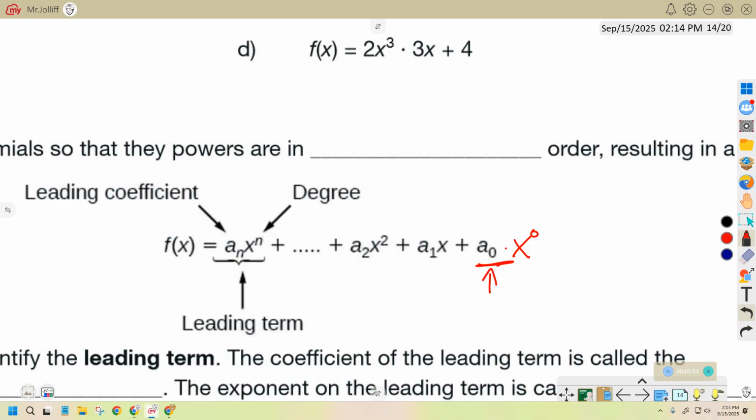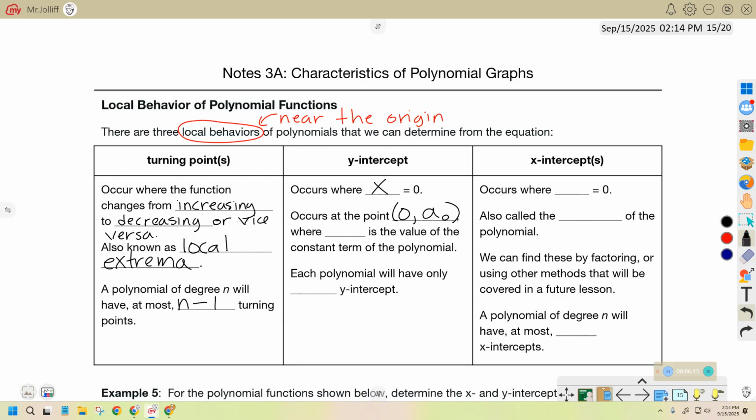This term is also called our constant term. The constant term is our y-intercept. If I set all of the x's to 0, that's the only thing that's going to be left. So when x is 0, y is equal to that constant term. So a sub 0 is the constant term of the polynomial.